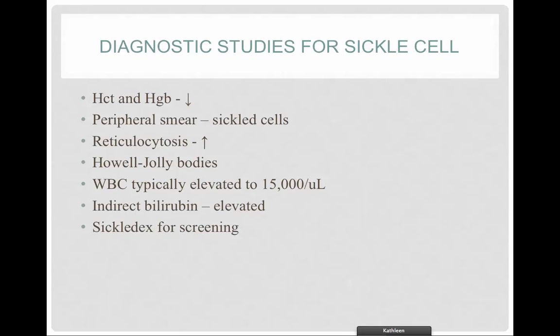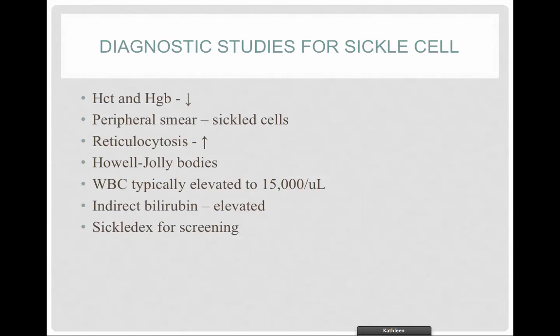Diagnostic studies for sickle cell show a decreased hematocrit and hemoglobin. The peripheral smear will show sickled cells. You have increased reticulocytosis, and those are immature red blood cells. You have an increase in those. You have Howell-Jolly bodies, which will be found on the smear. You'll have WBCs typically elevated to 15,000. You'll have indirect bilirubin, which will be elevated.